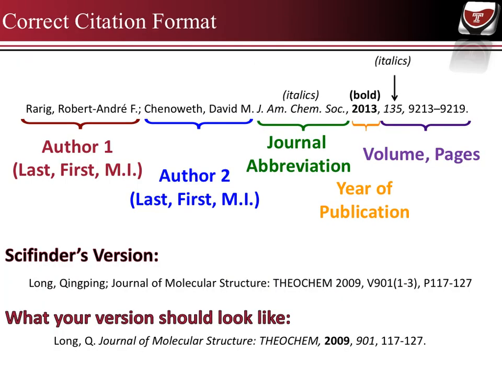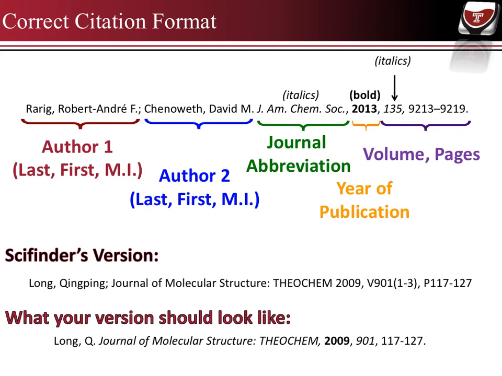Okay? Finally, just to show you how a journal article should be cited properly for a chemistry class, I've given you an example of one of my papers. So you put author 1, author 2, last name first, comma, first name, middle name. Then you put the journal abbreviation in italics, followed by the year of publication in bold, a volume number in italics, and then number of pages.